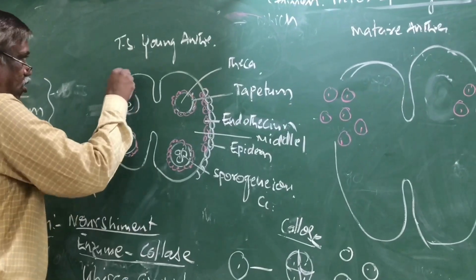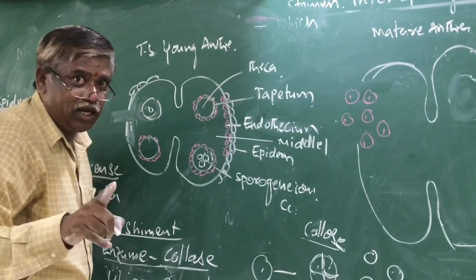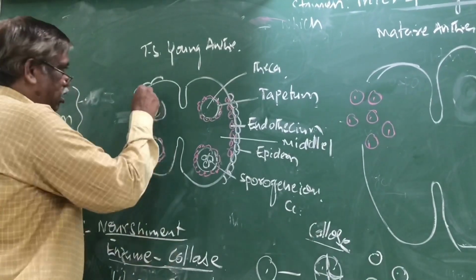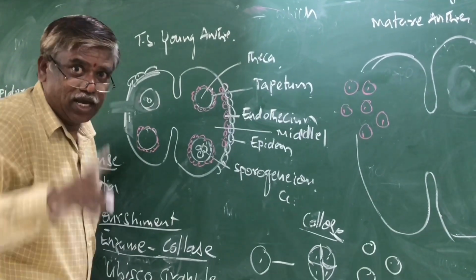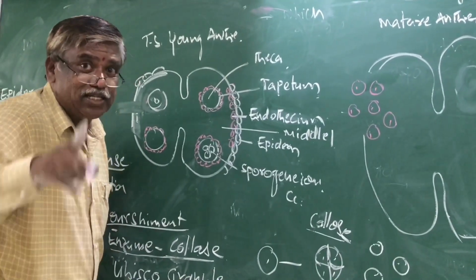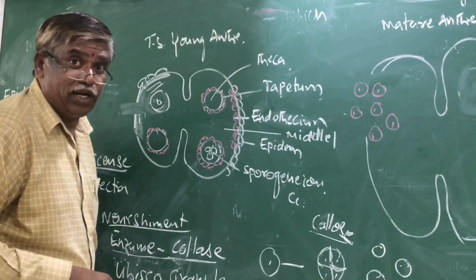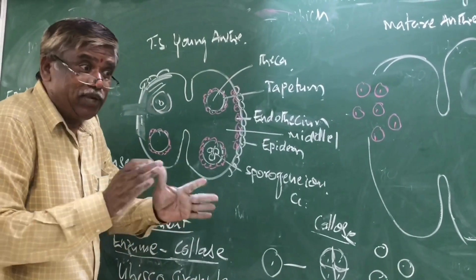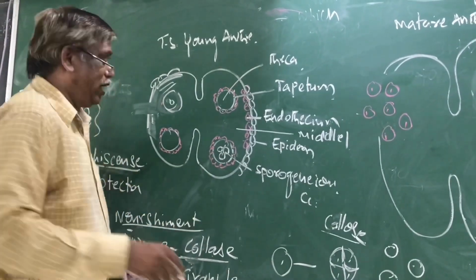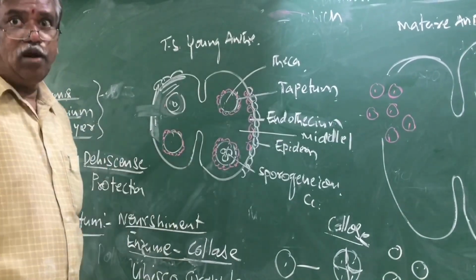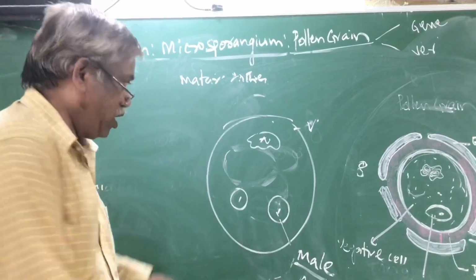This outermost layer is called the epidermis, single layer, single nucleated. Second layer, endothecium, single layer, single nucleated. Third one, the middle layer. How many layers? Many, multi-layered but uninucleate. But the tapetum is binucleated. One by one, I am going back. Just listen.